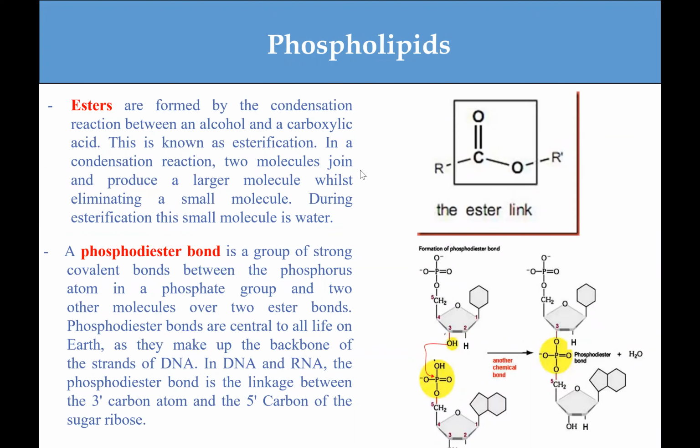So phospholipids are esters, formed when an alcohol and a carboxylic acid react together. We already said that's how an ester is formed. And this is again the ester bond that I mentioned. A phosphodiester bond is when you have a phosphate in the middle, and it's connected by an ester bond to two other molecules on two sides, this and this. This is why this is a phosphodiester bond, and it's found in DNA and RNA.